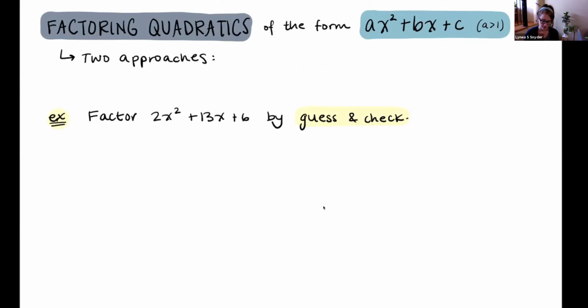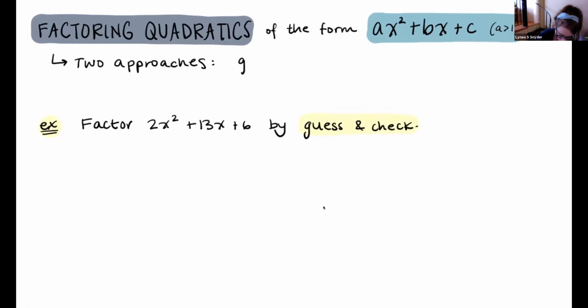So there are two approaches, and I'm going to show you both of them, but I really encourage you to stick with the second one unless you already know the other method and you're totally comfortable with it. So the two approaches are guess and check, and then also what's called the AC method.